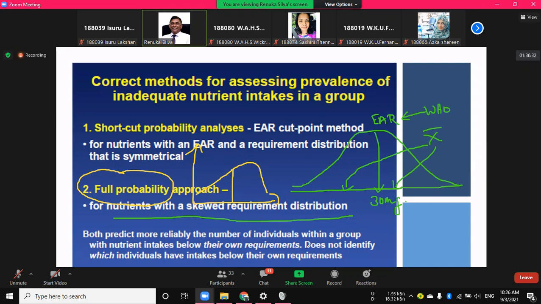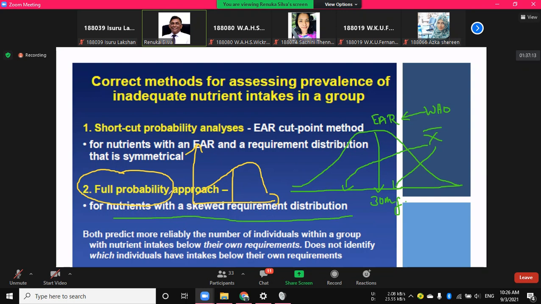And I have the population mean. Let's say that I have a population, I do a large sample study in Sri Lanka for preschool children, less than 5-year-olds. I get a mean value of the intake of calcium. Mean calcium intake of 1,000 children in this country, less than 5-year-old. I should not compare it with RDA, but I compare with EAR.